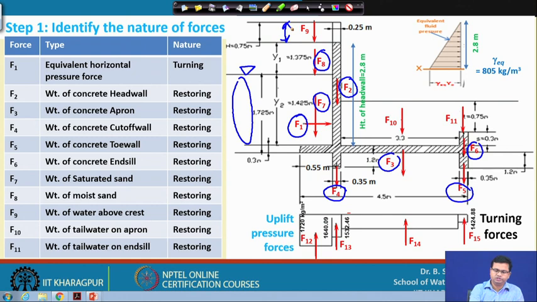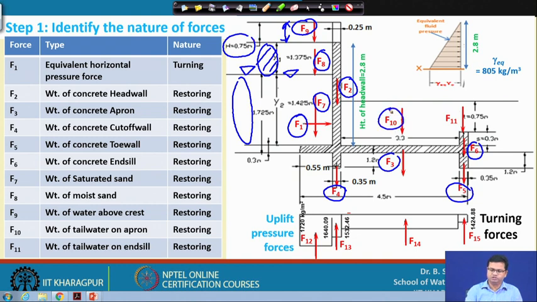So, the water table is here. Naturally this soil, or backfill material, will be moist sand. F9 is the weight of water above the crest. This is the weight of water above the crest, because the water is flowing full, which has a height of 0.75 meter. Then F10 is the weight of tail water on the apron.